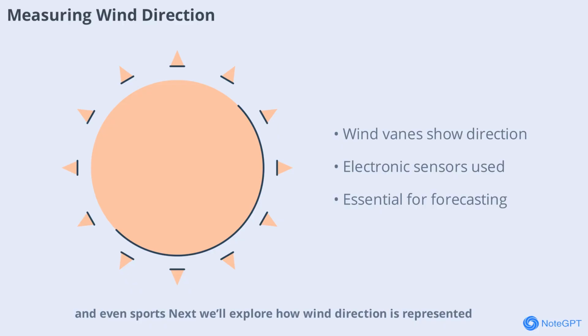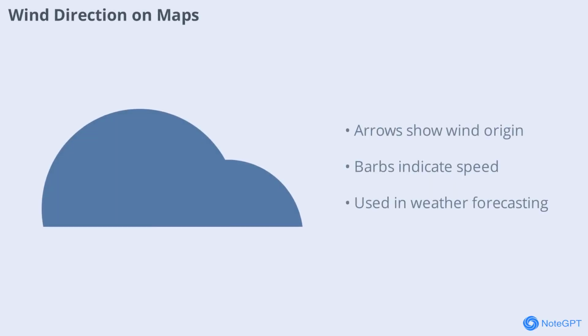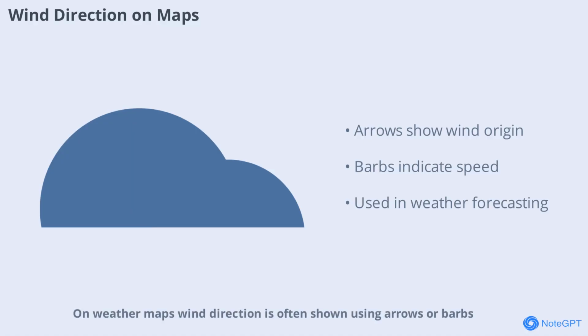Next, we'll explore how wind direction is represented on weather maps and what those symbols mean. On weather maps, wind direction is often shown using arrows or barbs. The arrow points in the direction the wind is coming from, while the barbs indicate wind speed. Meteorologists use these symbols to quickly assess wind patterns over large areas. Understanding these map symbols helps us interpret weather forecasts and plan activities accordingly.